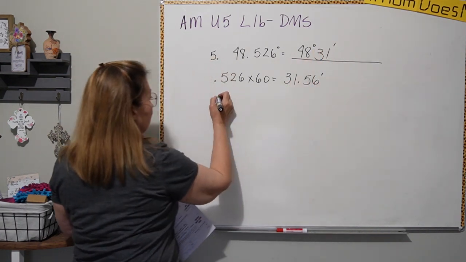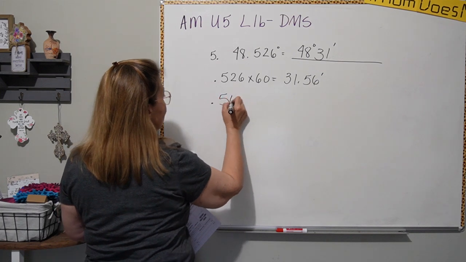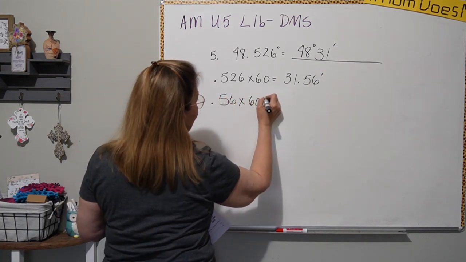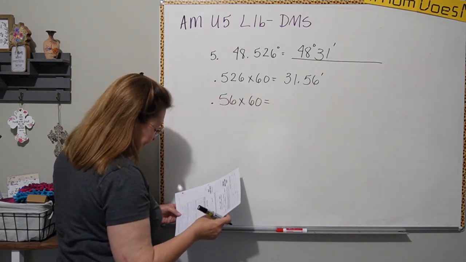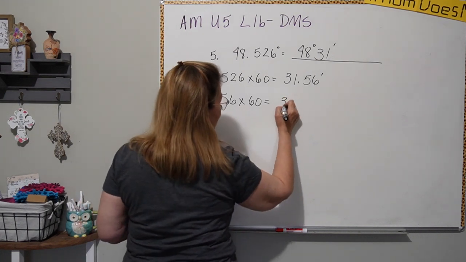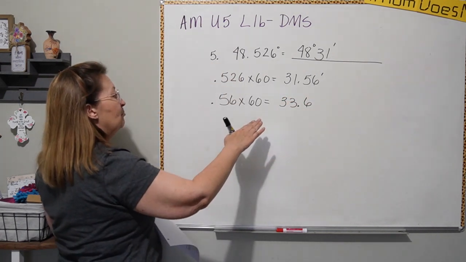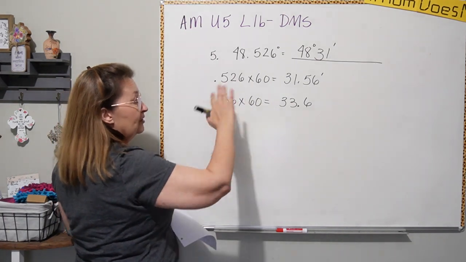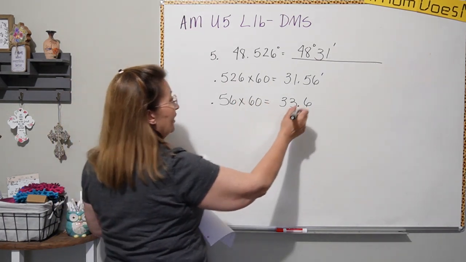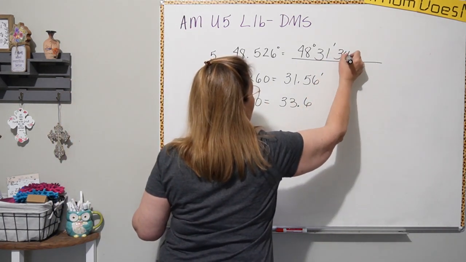Now I'm going to take that 0.56 minutes and I'm going to change it to seconds by multiplying it by 60. So that's going to give me 33.6. And like I said, once we get to seconds, we're just going to round off, up or down. This will round up to 34.